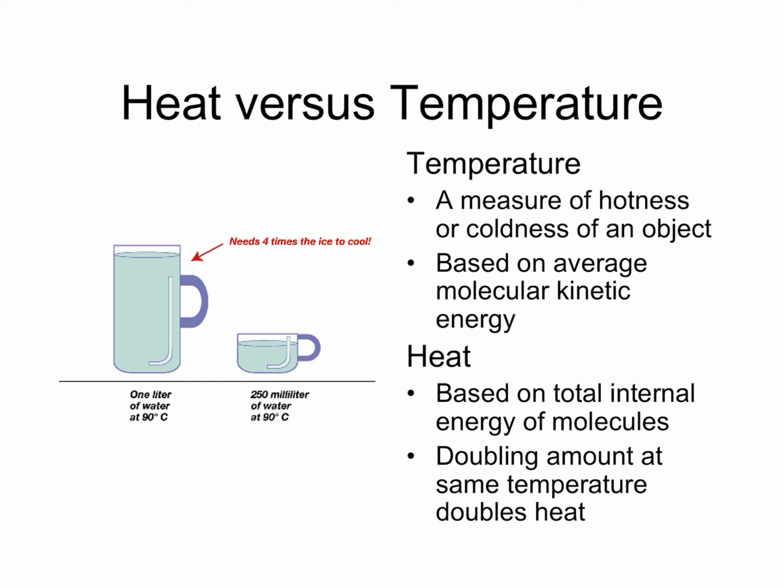For instance, if you have 1 liter of water at 90 degrees, and 250 milliliters of water at 90 degrees, which one do you think would be easier to cool down? Well, probably this one, right? Because it's a lot less. The larger amount needs 4 times the ice to cool it. So it really does matter how much there is.